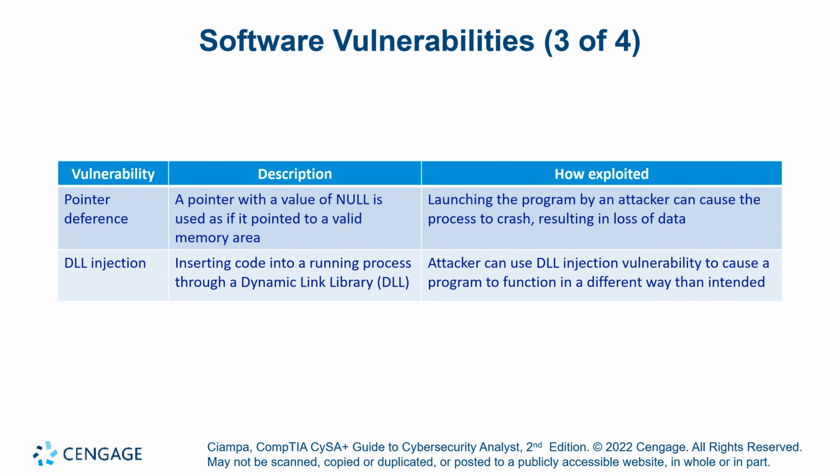Pointer dereference: a pointer with the value of null is used as if it pointed to a valid memory area. How to exploit it: launching the program by an attacker can cause the process to crash, resulting in loss of data. DLL injection: inserting code into a running process through a dynamic link library. An attacker can use a DLL injection vulnerability to cause a program to function in a different way than intended.